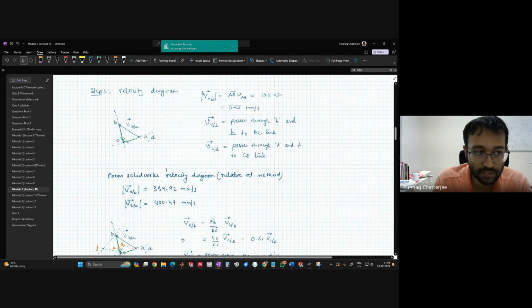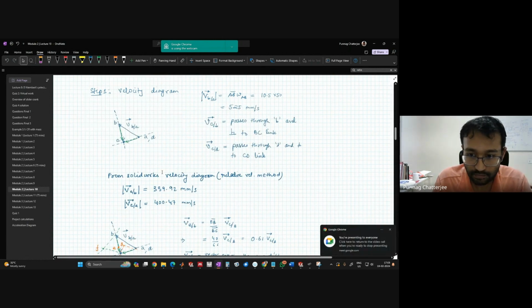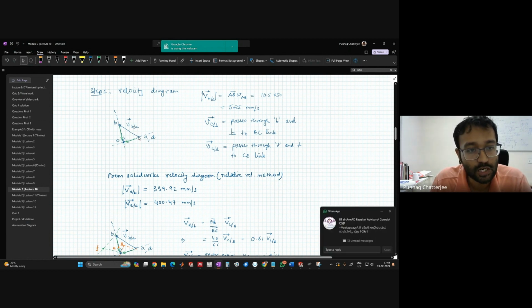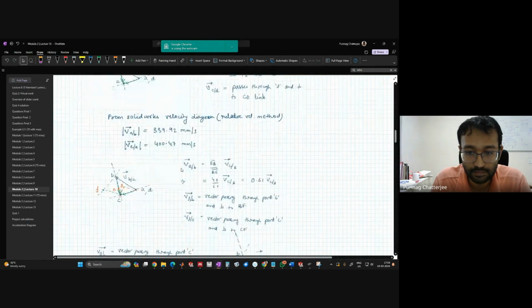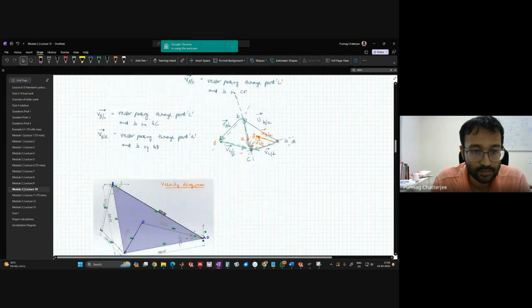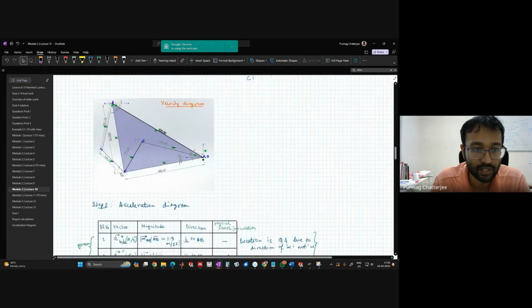Now, if you are actually doing this in SolidWorks, it's very easy to do because you can find the magnitude and directions in a single go. So this is a velocity diagram. Again, we have done it in SolidWorks.